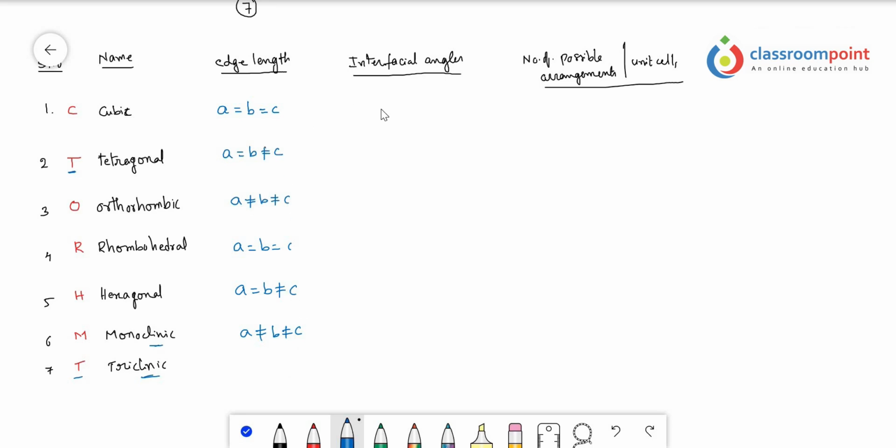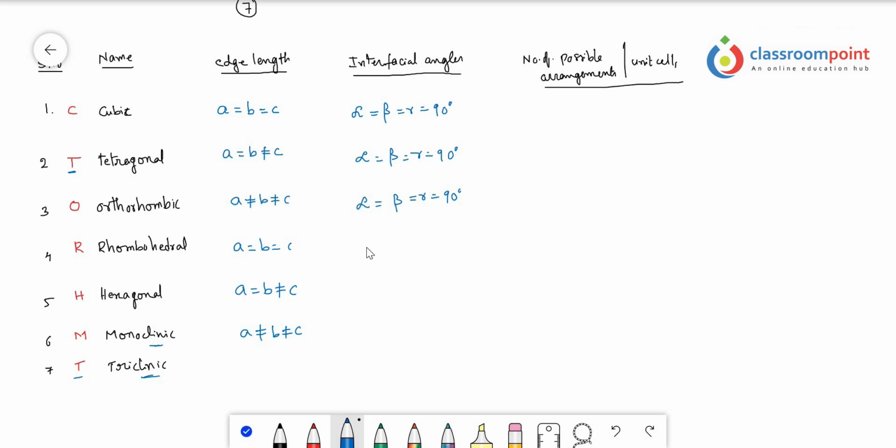Okay. Again, interfacial angles. The first 3 have the same type of interfacial angles: alpha equals beta equals gamma equals 90 degrees. Like this, alpha equals beta equals gamma equals 90 degrees. Again here also alpha equals beta equals gamma equals 90 degrees. Yesterday we discussed what is alpha, what is beta, what is gamma. Gamma means the angle between A and B, beta means the angle between B and C, and alpha means the angle between A and C. Yesterday we discussed it. Please refer to that video.